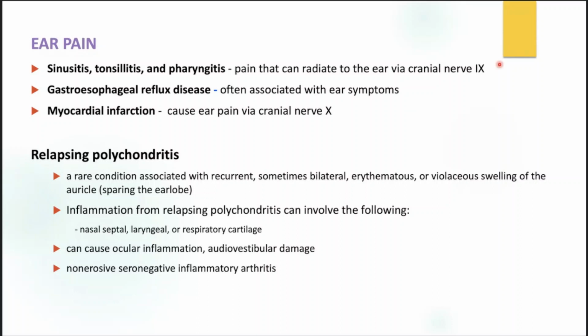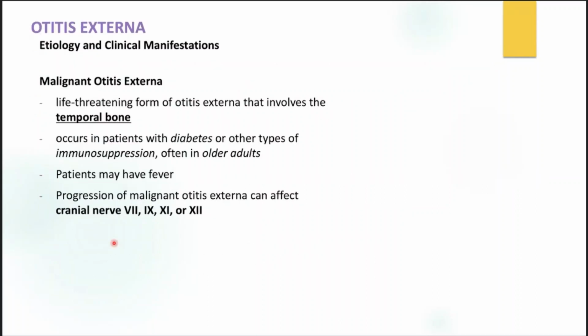Malignant otitis externa is a life-threatening form of otitis externa, and it involves the temporal bone. It usually occurs in patients with risk factors like diabetes, older age, or those who are immunosuppressed. These patients may actually develop fever as well. The progression of this can already affect cranial nerves 7, 9, 11, or 12.